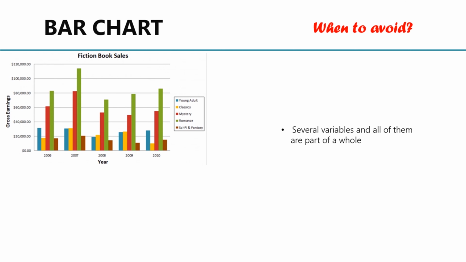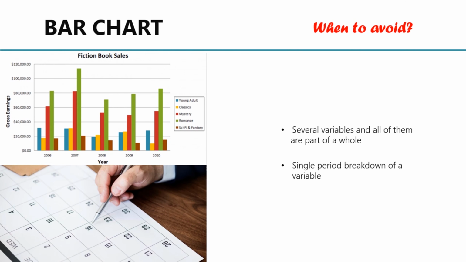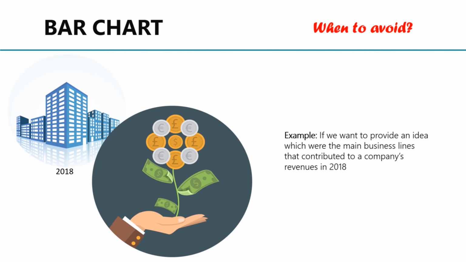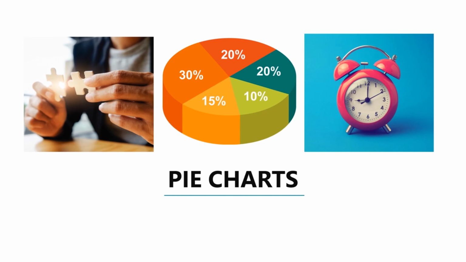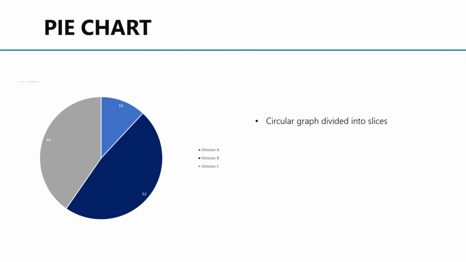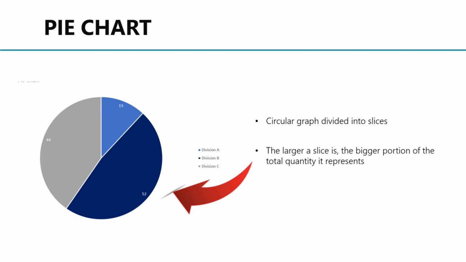Along the same lines, a simple bar chart isn't suitable when we have a single period breakdown of a variable. If I want to portray the main business lines that contributed to a company's revenues in 2018, I wouldn't use a bar chart. Instead, I'd create a pie chart or one of its variations. Pie charts. A pie chart is a circular graph divided into slices. The larger a slice is, the bigger portion of the total quantity it represents.